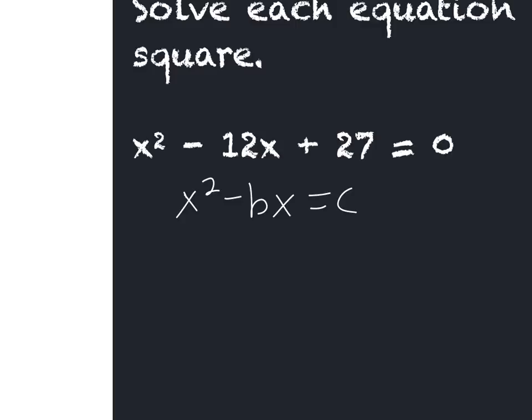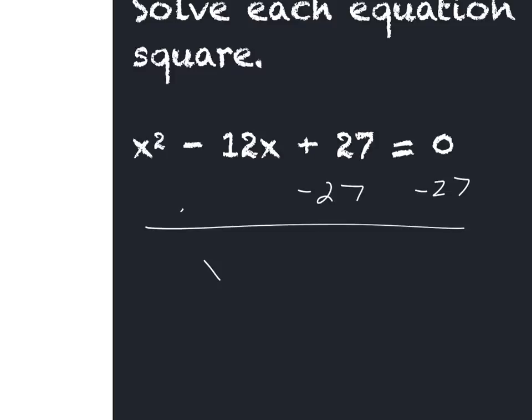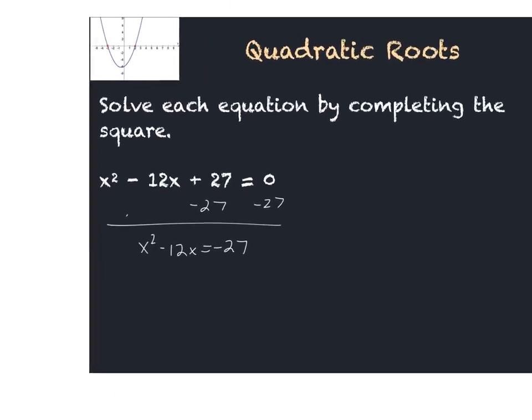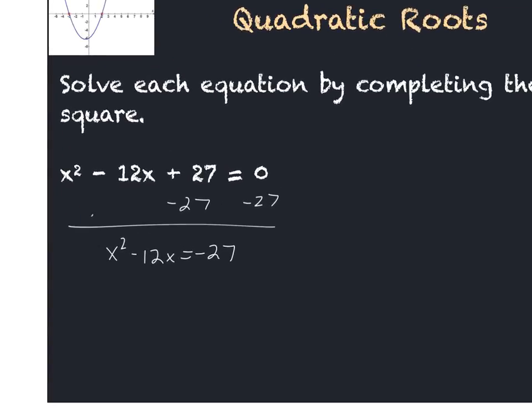Okay, so to do that, you are going to subtract by 27 on both sides. And you would get x squared minus 12x equals negative 27. Okay, so what you do next is you look at your b value, and you divide your b value by 2. You cut it in half, and I'll go ahead and do that on the side here.